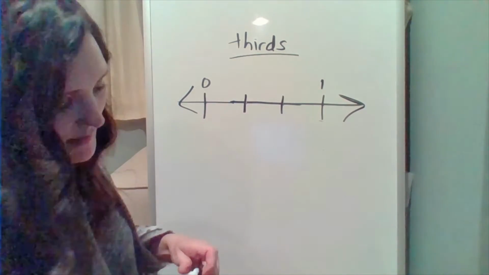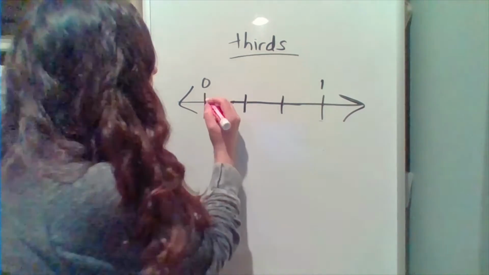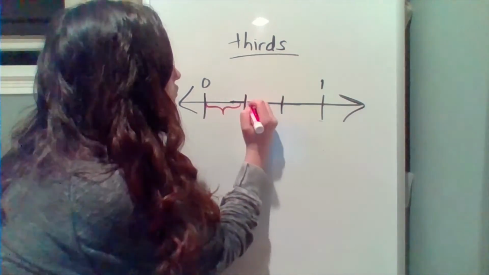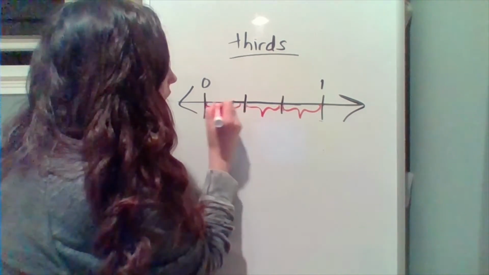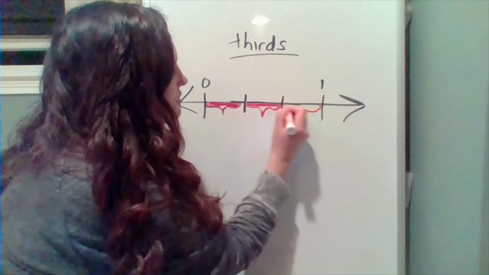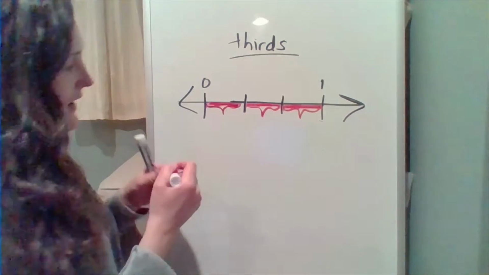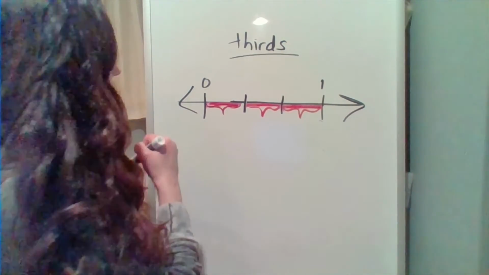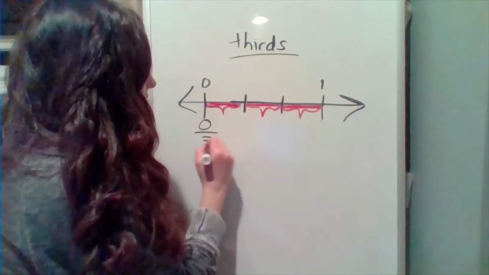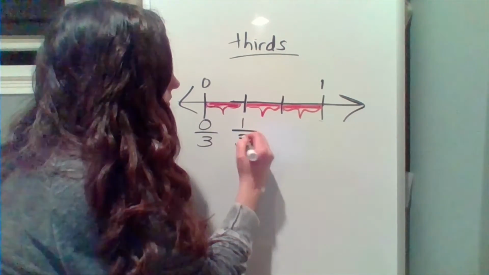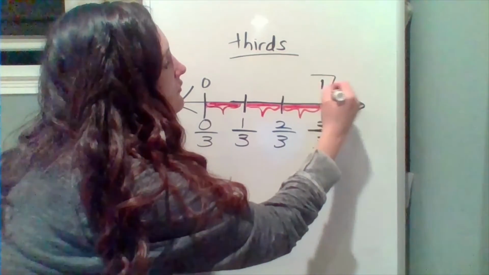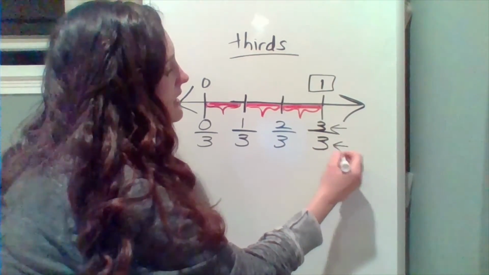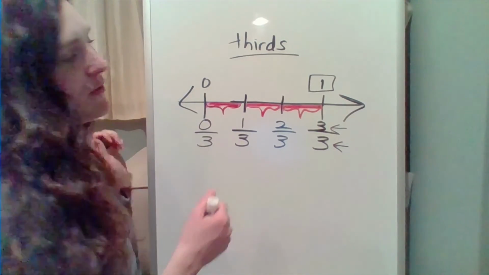We want to count, let me get a different color to show you, this space between each one. Here you can see I have 1, 2, 3 parts. So if I labeled it correctly, 0 thirds is the beginning, 1 third, 2 thirds, and 3 thirds. And my quick check is, if I have 1 whole, I need to have the same number on the top and the bottom. If I do, I know I did it correctly.